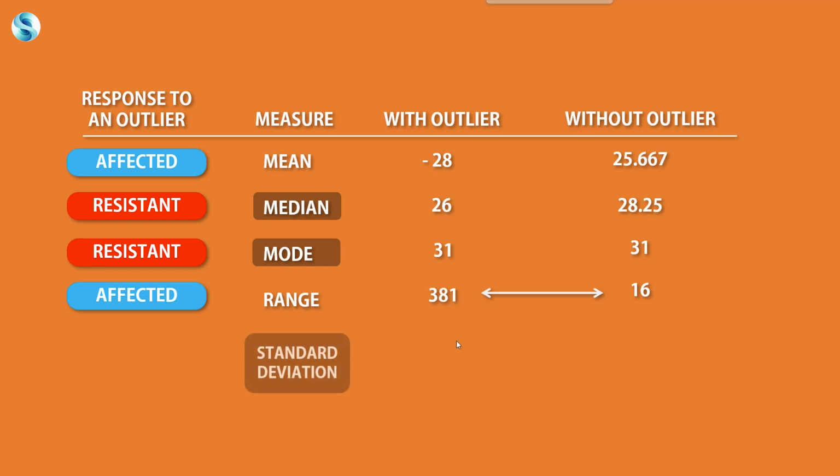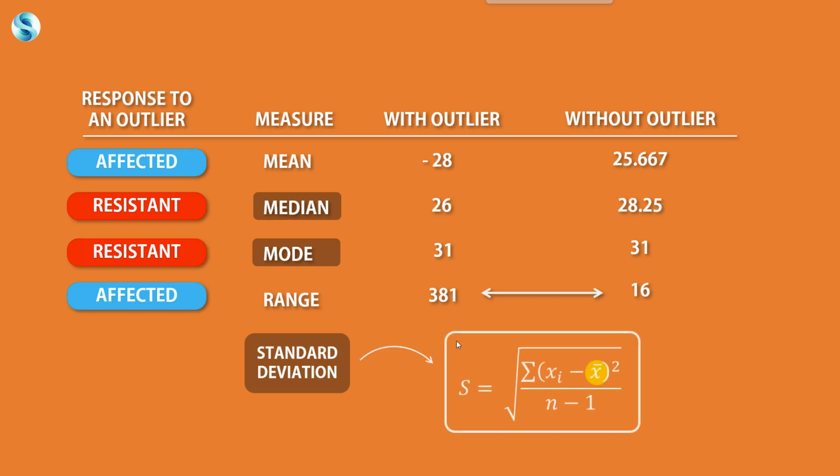Lastly, we will look at the standard deviation. Since the mean is contained within the formula for the standard deviation, and since the mean is affected by outliers, by default the standard deviation is also affected by the presence of outliers.